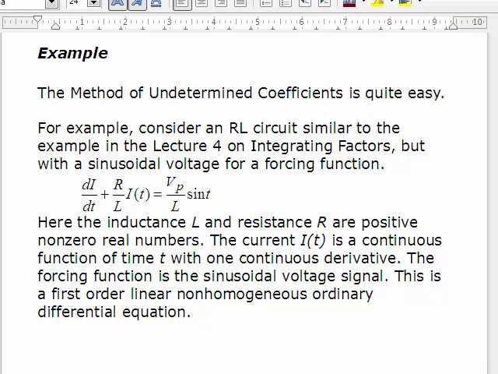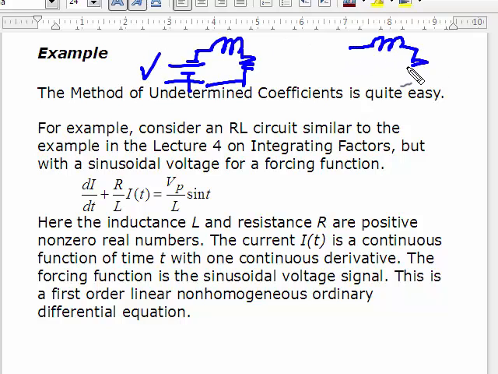So I'm going to use again the same circuit that I did in the previous lecture. In the previous lecture I had some kind of inductance, some kind of resistance, and I put a battery voltage, so it was just some constant voltage here. And now I'll replace that. So again I have inductance, some resistance, and I'll replace it with some kind of signal.